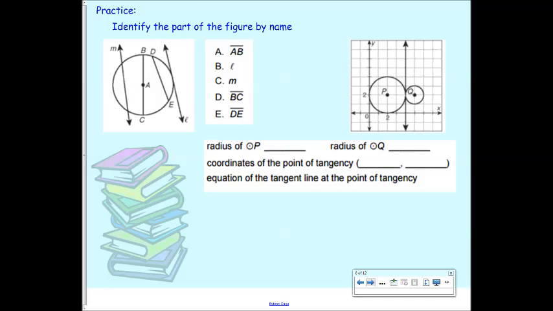Okay, go try these 7 or 8 at your boards. For A, B, C, D, and E, you're just telling what it would be. So secant, tangent.